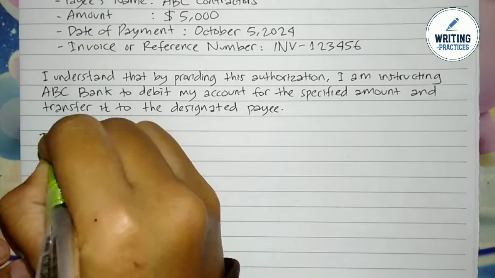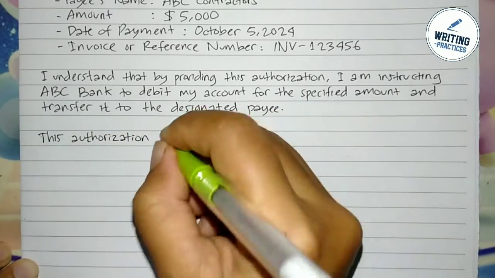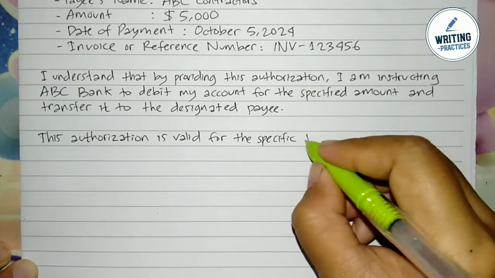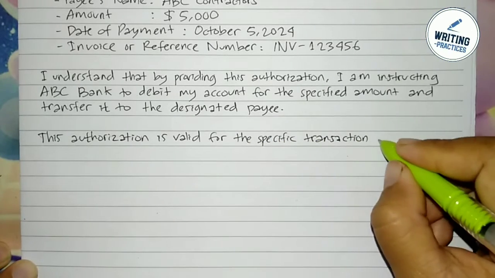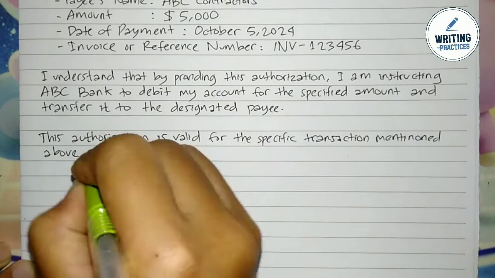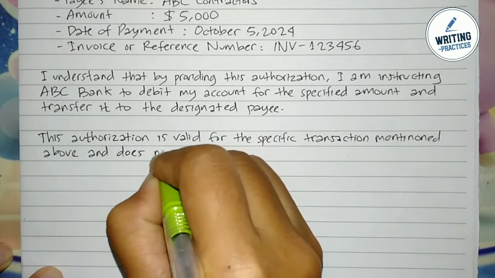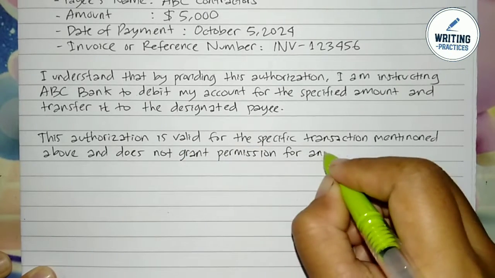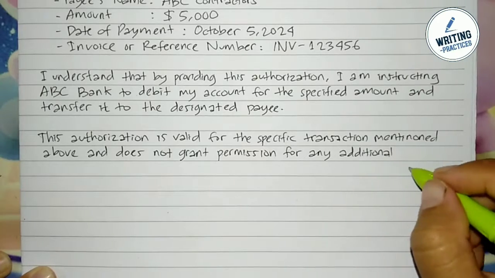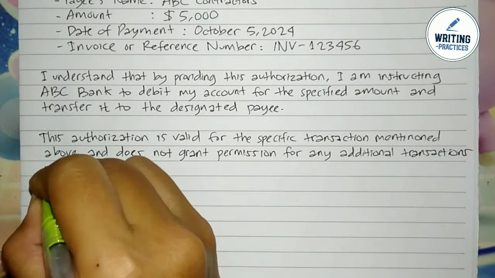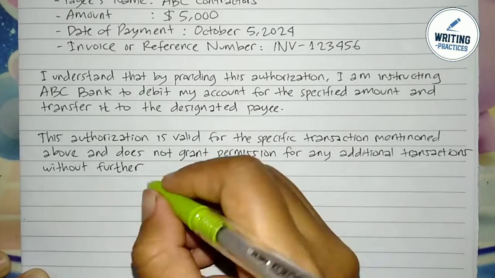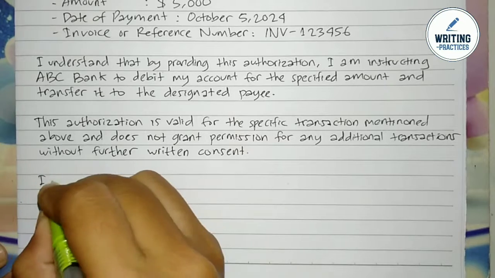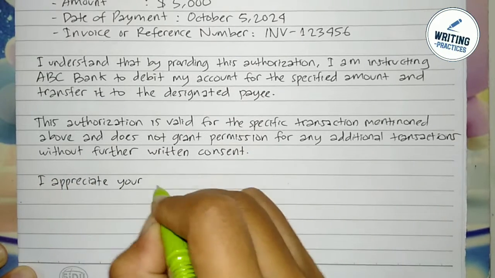In the fourth paragraph, now you write the scope of authorization. Yes, you must clarify that the authorization is limited to the specified transaction. Mention also whether it is restricting the permission to this single payment and requiring new authorization for any future transactions. Every limitation must be clear here. If you have no idea what to write, you may simply copy and modify this. This authorization is valid for the specific transaction mentioned above, and does not grant permission for any additional transactions, without further written consent.